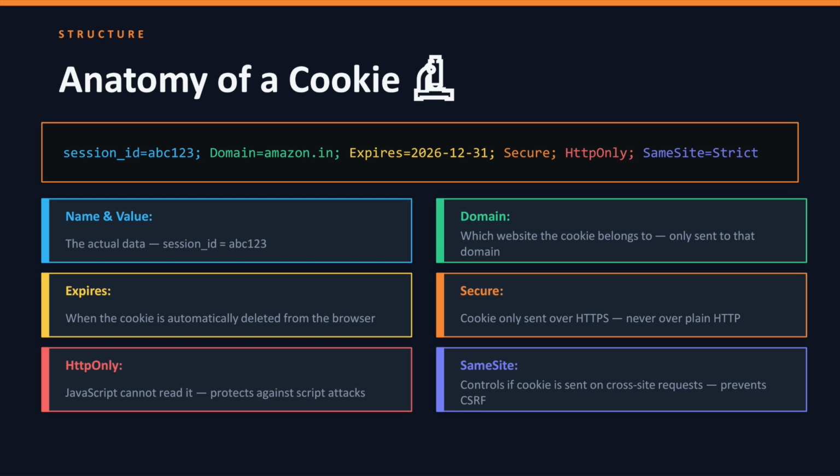If no expiry is set, it becomes a session cookie and gets deleted when you close the browser. Secure: this means the cookie will only be sent over HTTPS, never over plain HTTP. This prevents it from being intercepted on an unsecured connection.